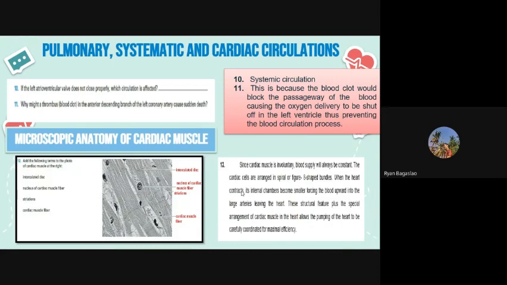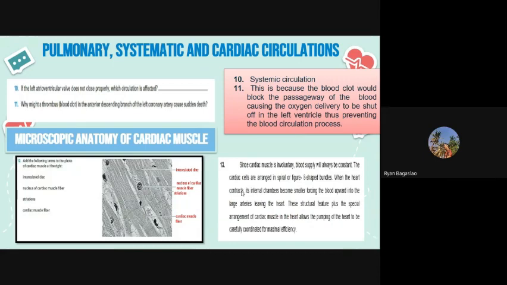Next label is the nucleus of the cardiac muscle fiber. It houses the cell's genetic material. And the third is the striations. It allows us to generate force and contract to support the pumping of blood throughout the body. And lastly is the cardiac muscle fiber, which causes the mechanical motion of pumping blood.